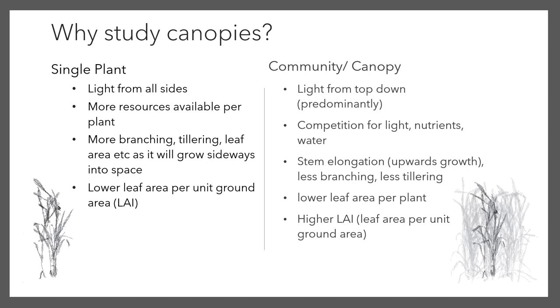In comparison to this, if you think of a community or a canopy, light will be predominantly from the top down. There'll be competition for light, nutrients and water. Stem elongation is more common, so upwards growth, there'll be less branching, less tillering, and lower leaf area per plant, but higher leaf area index overall. So these are just some examples of why we need to study canopies and how changes in architecture will differ depending on how the plant is grown.